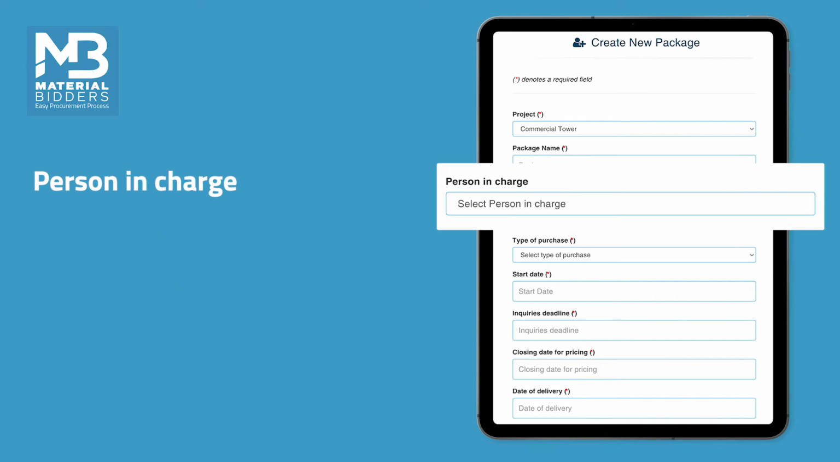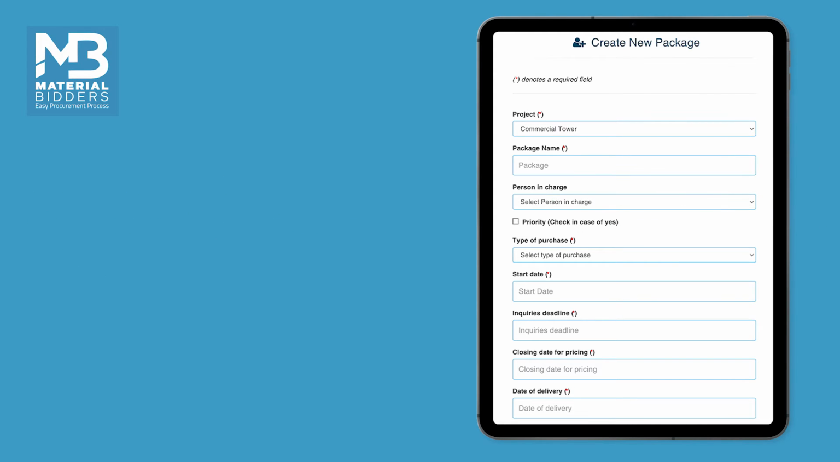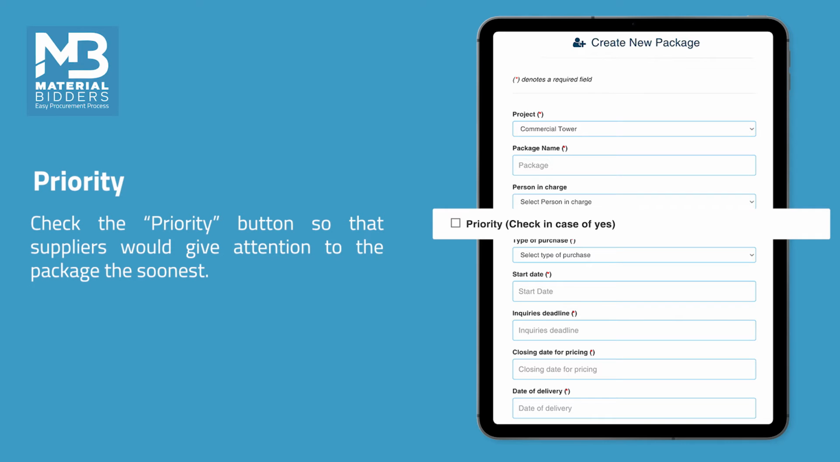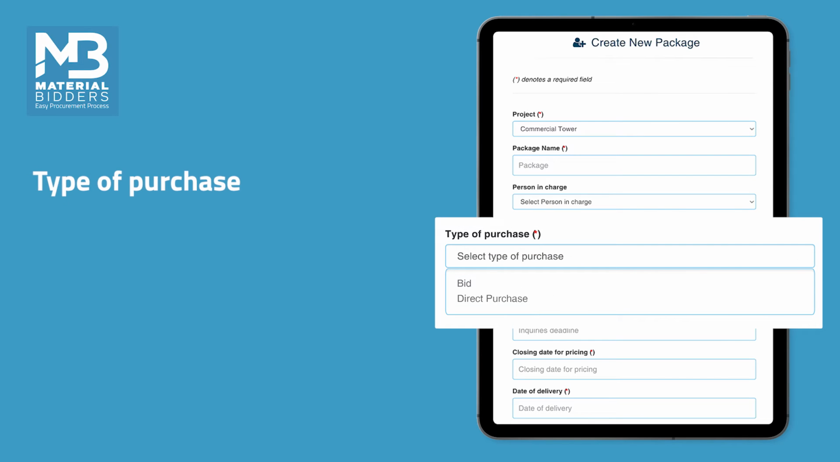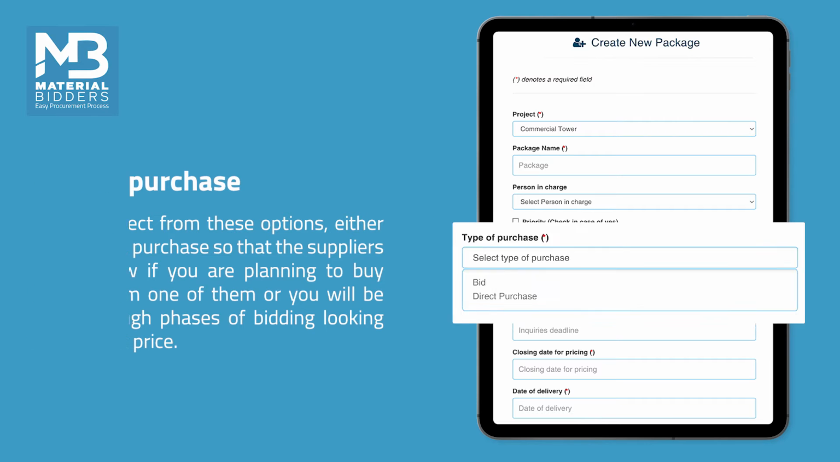Person in charge. Also, you can enter the name of the person in your firm who will be in charge of this package. Priority. Check the priority button so that suppliers would give attention to the package the soonest. Type of purchase. You can select from these options, either bid or direct purchase, so that the suppliers would know if you are planning to buy directly from one of them or you will be going through phases of bidding looking for the best price.